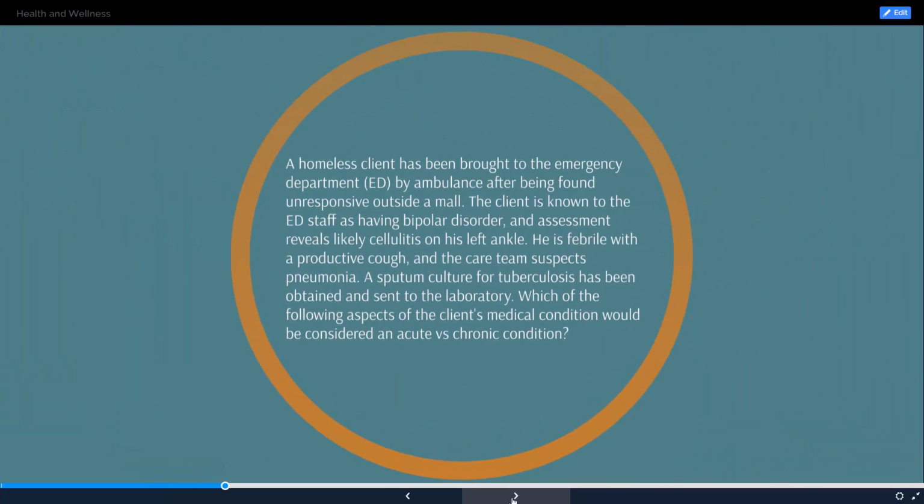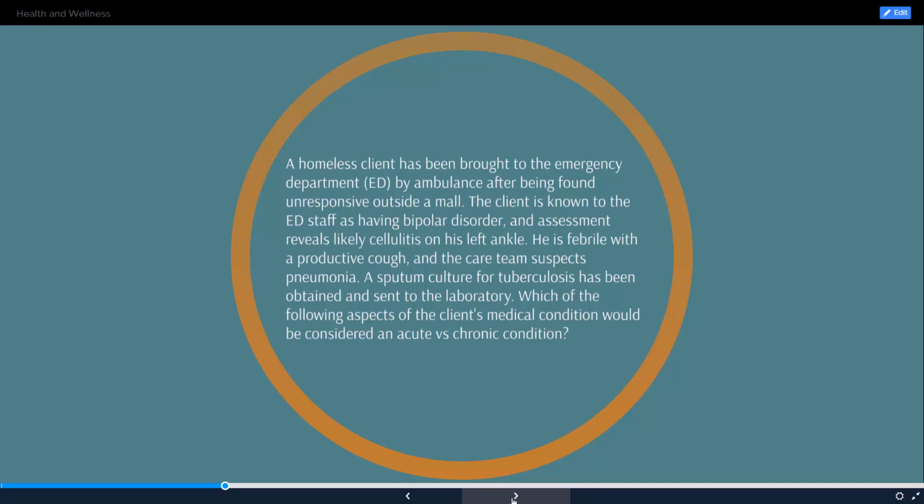A homeless client has been brought to the emergency department by ambulance after being found unresponsive outside of a mall. The client is known to the ED staff as having bipolar disorder, and an assessment reveals likely cellulitis on his left ankle. He is febrile with a productive cough, and the care team suspects pneumonia. A sputum culture for TB has been obtained and sent to the lab. Which of the following aspects of the client's medical condition would be considered acute versus chronic?